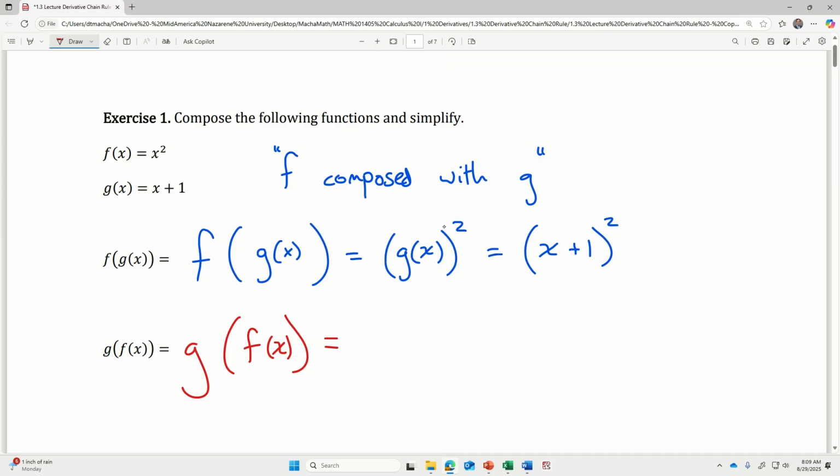And so if g is my outside function and f of x is my inside function, well then, since g of x is x plus 1, g of f of x is going to be f of x plus 1. And since f of x is x squared, then g of f of x is x squared plus 1. It's not the same thing. Is everybody good so far? Okay, so when we do function compositions, we have an outside function and an inside function.